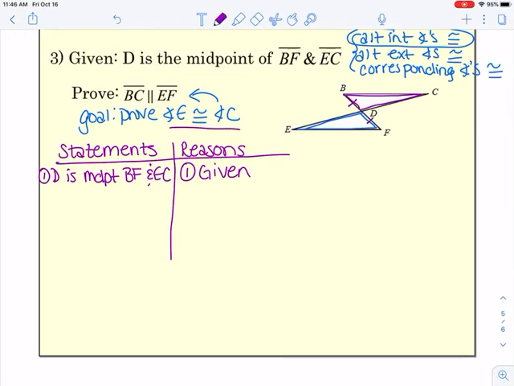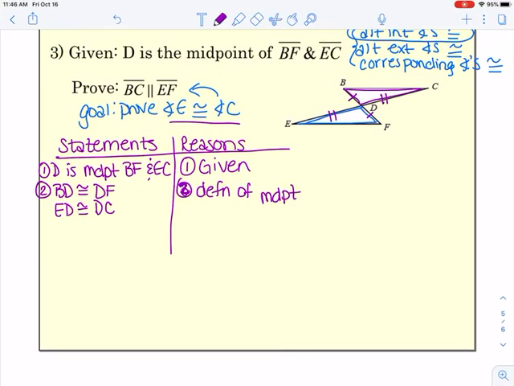But it's also the midpoint of EC, so EC is getting broken into two congruent segments. That means that ED is also going to be congruent to DC. I'll say that in one step, though again, you could break it up into two steps if you want. So BD is congruent to DF, and ED is congruent to DC. That's a 2 still, not a 3 yet, and that's by definition of a midpoint.